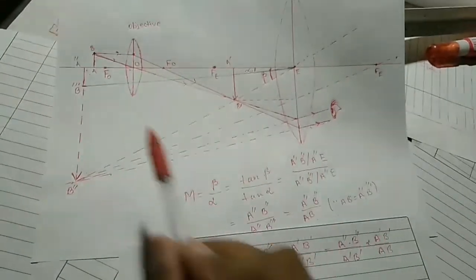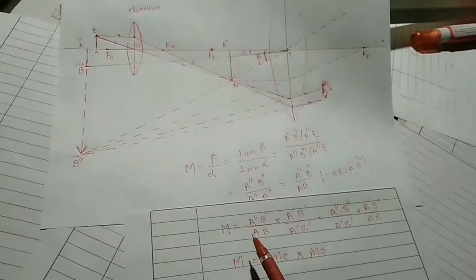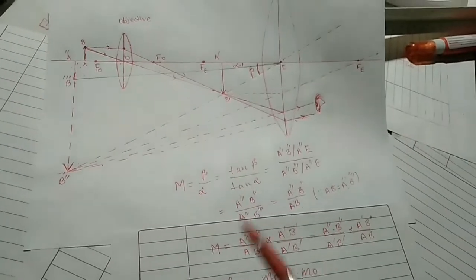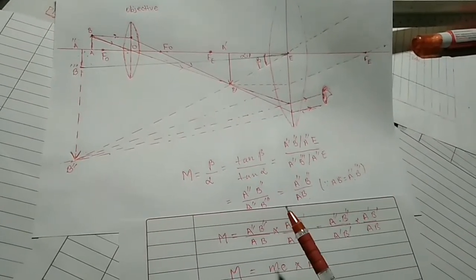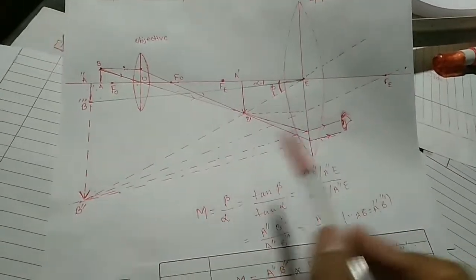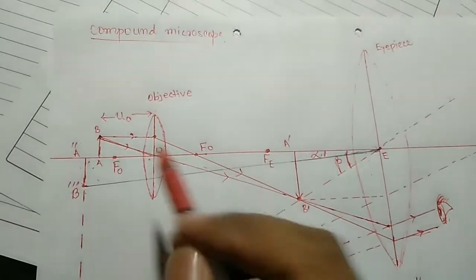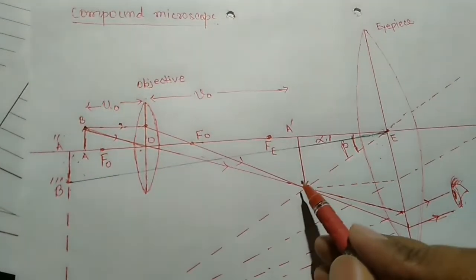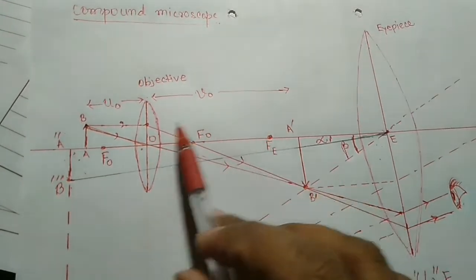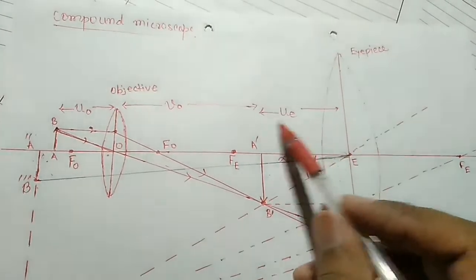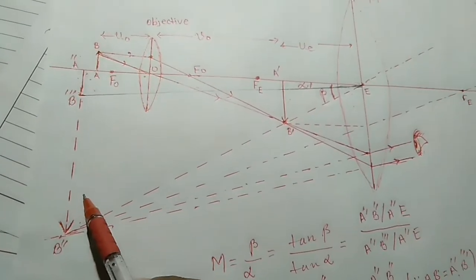Now after this, what we need, we have to write one equation with the distances. Like if you remember in the simple microscope, that was M is equal to 1 plus D by F. So I have to convert this into those terms. So I'm just naming the values in the diagram. What are the distances? Let's see. You can say this is object for this one, so I have written UO. And this is the image for this lens, so I have written VO. And this is acting as an object for this lens. So this is UE. And this is the image.